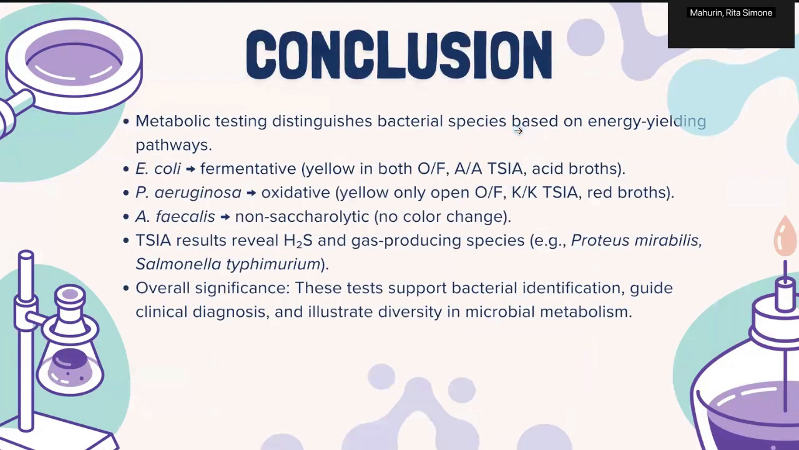In conclusion, metabolic testing distinguishes bacterial species based on energy-yielding pathways, such as E. coli, P. aeruginosa, and A. faecalis, and the TSIA results revealed the gas-producing species, such as P. mirabilis and S. typhimurium. The overall significance of these tests is to support the bacterial identification as well as guide clinical diagnosis, which is the real-life application of this lab specifically, and it also illustrated diversity in the microbial metabolism.